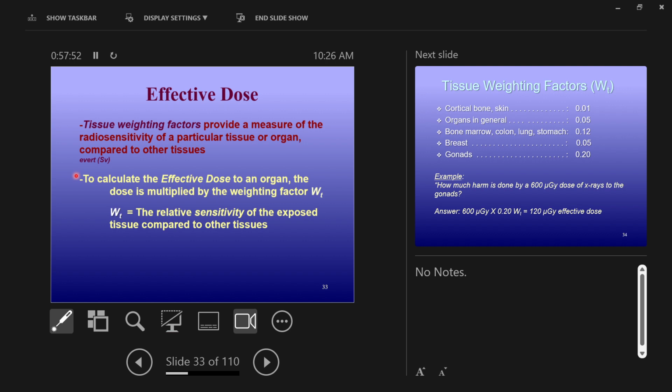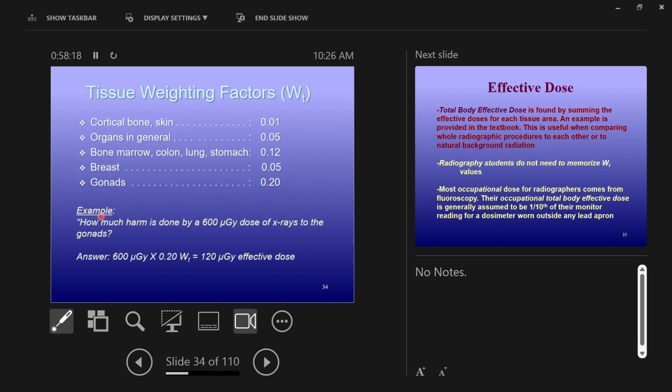To calculate the effective dose to an organ, the dose is multiplied by the weighting factor. W subscript T is the notation for tissue weighting factor, okay? The tissue weighting factor is the relative sensitivity of the exposed tissue when compared to other tissues. And these are our numbers. The nice thing is we're just given the numbers. We don't have to go figure them out.